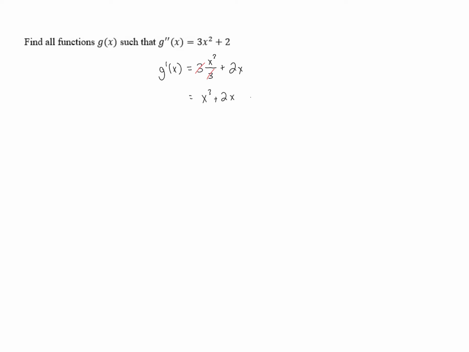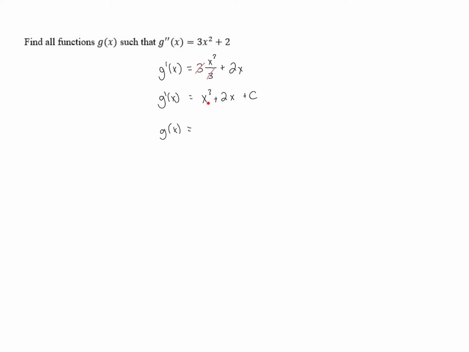But remember, when we take the antiderivative, we need a constant, so that's plus c. So that is our g prime of x. That is our first antiderivative. But to get to g of x, we need to antidifferentiate again. So let's give that a go, term by term.